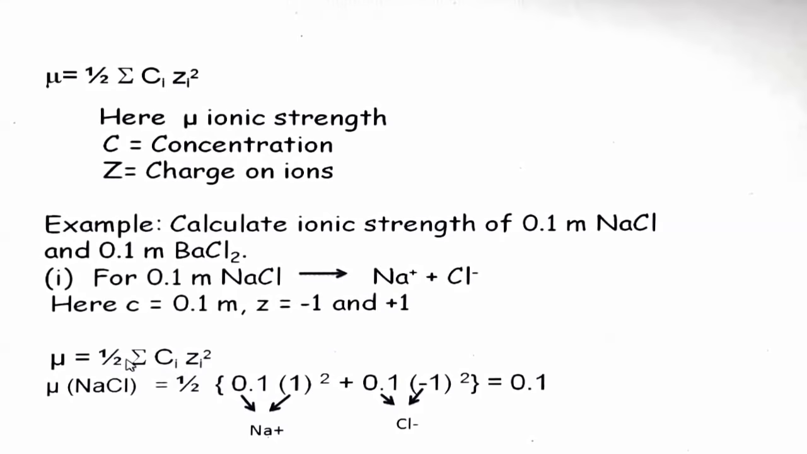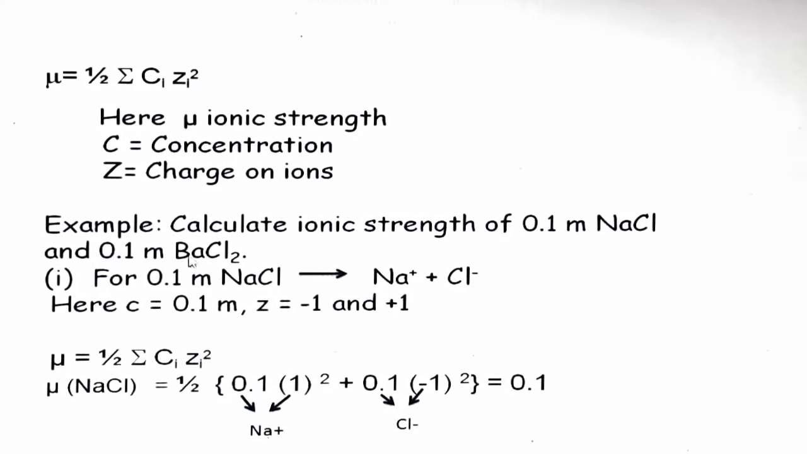So this is our formula. In this formula we have to put all the values. So mu NaCl, the ionic strength of NaCl, is equal to half. Now C is the concentration, and the concentration of Na and Cl will be the same, 0.1. The charge on the sodium ion is 1, squared, plus the concentration of chloride ion, also 0.1, and the charge on chloride ion -1, whole squared. When we solve this, we get 0.1. So 0.1 is the ionic strength of NaCl.